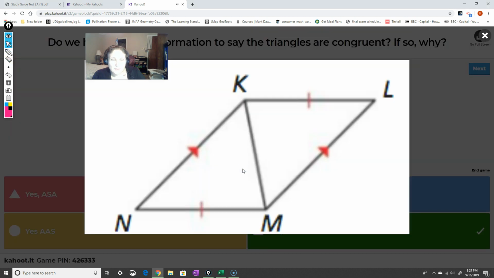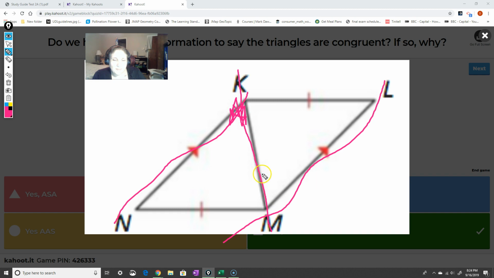Yay! What? This is wrong. It's not side, side, side. It's side angle side. So yep, here's our parallel line here, and that's parallel to this line. This line's our transversal. It does give it to you, because of these parallel lines, you know you have alternate interior angles. So you do have it.